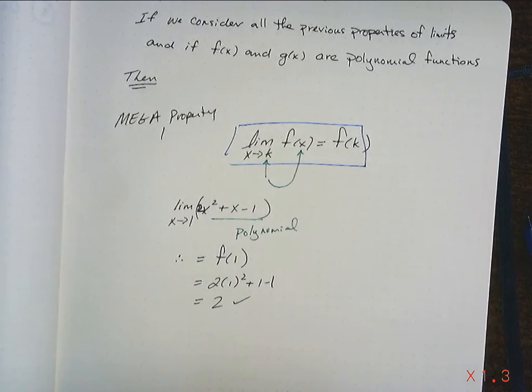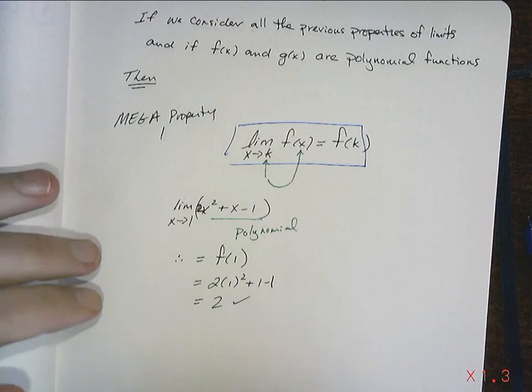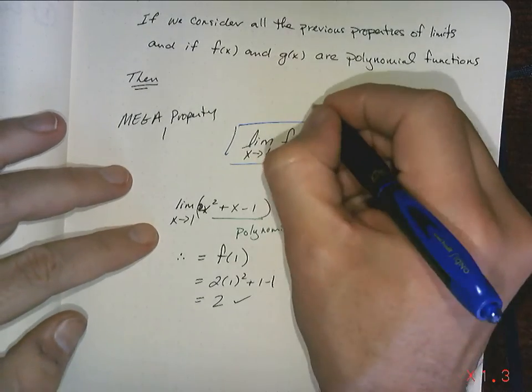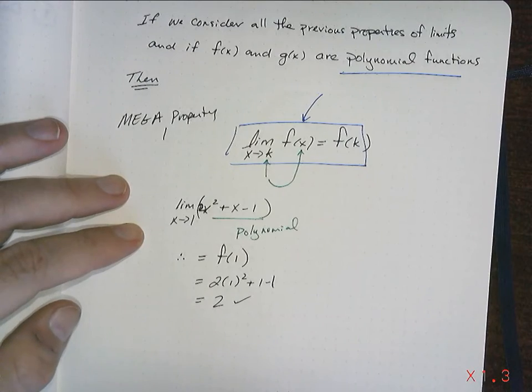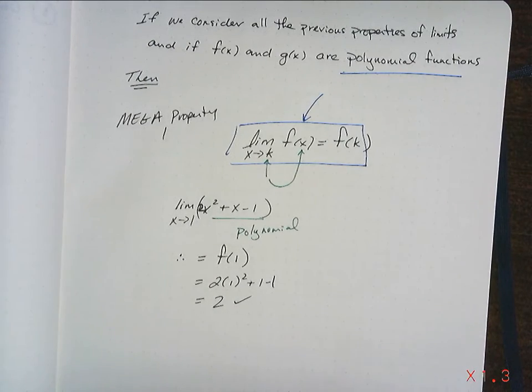So at this point, you should be like, oh man. But this is a good thing. Because remember that hard question we did, that last example? You can't do this on it. This won't work. You have to use all the properties. Okay? So this is mega property number 1. And it relies on f of x being a polynomial function. So you're going to have to recognize what a polynomial function is.